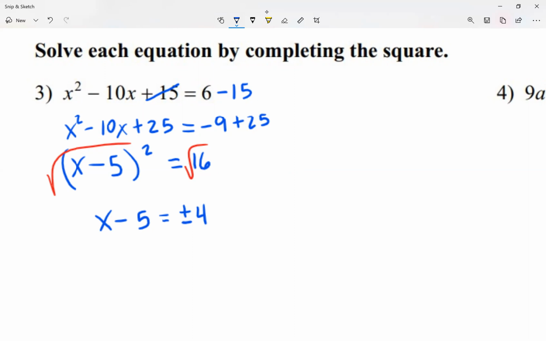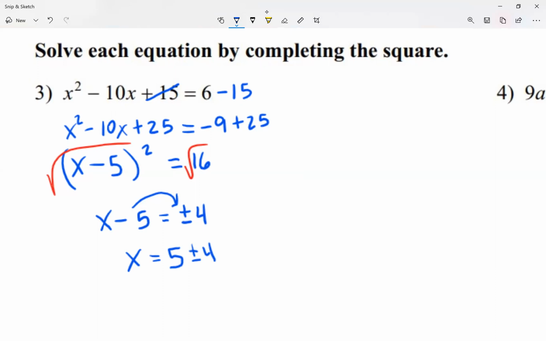Okay, so I want x by itself. This -5, I'm going to move it to the right side. So I'm going to have x by itself equals +5. Notice I changed the sign. It was -5, so I'm going to put it as a +5. 5 plus or minus 4. I'm going to have two answers.